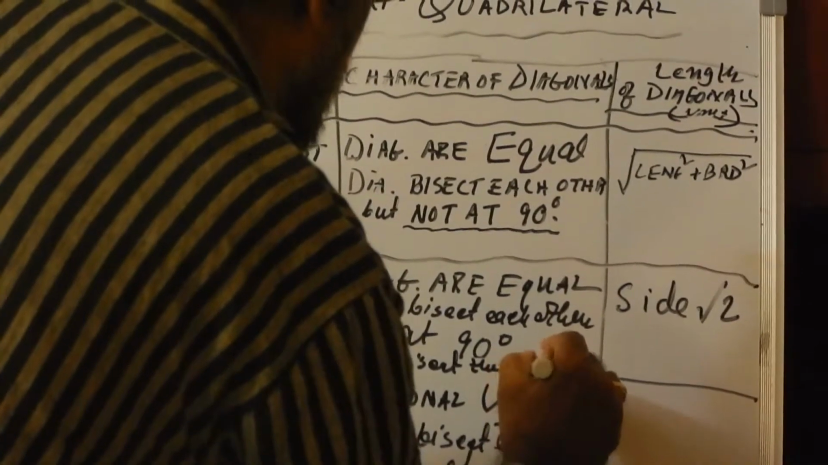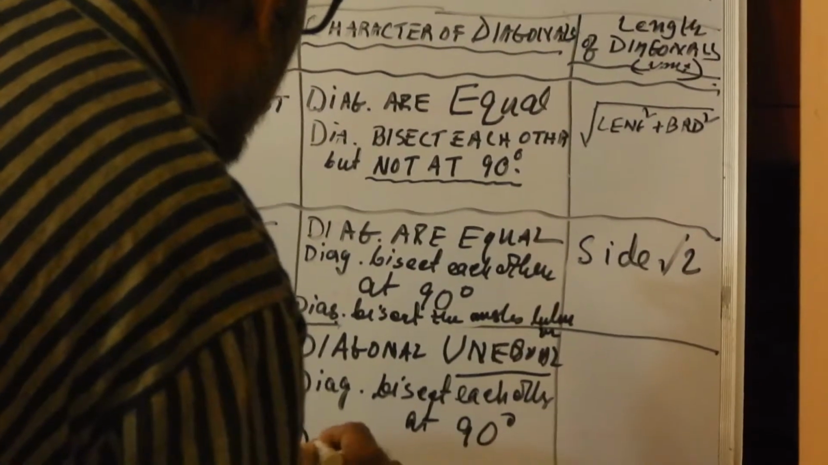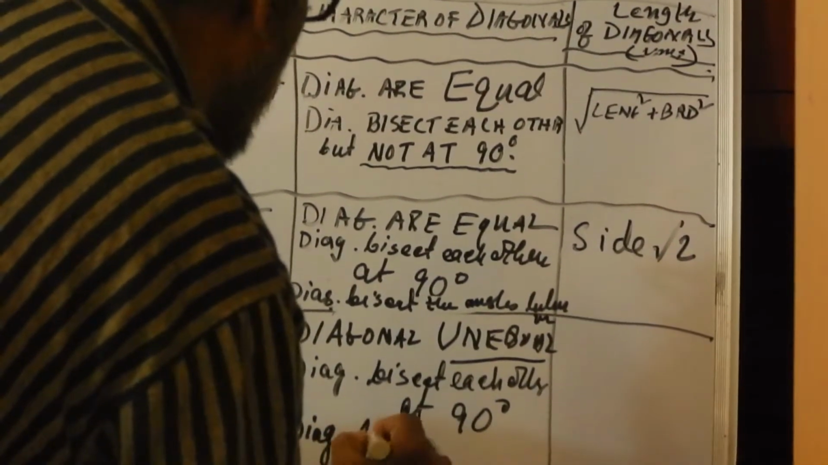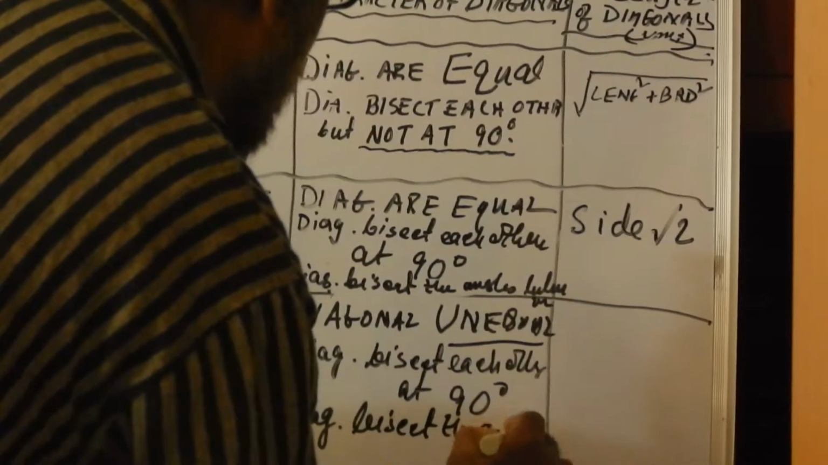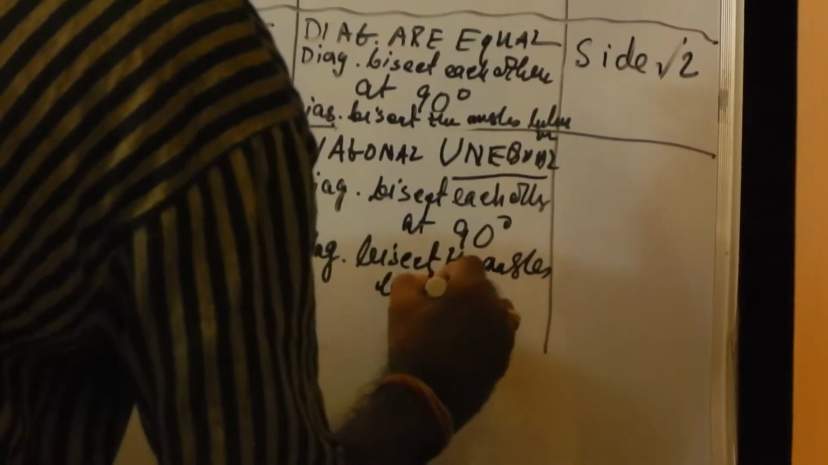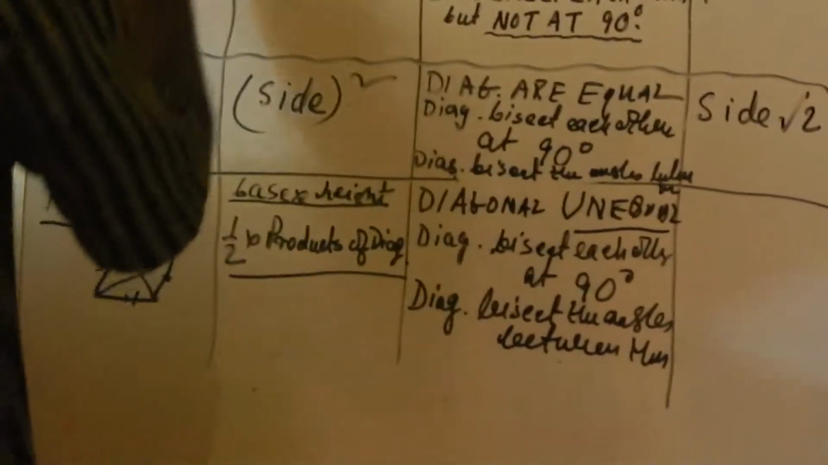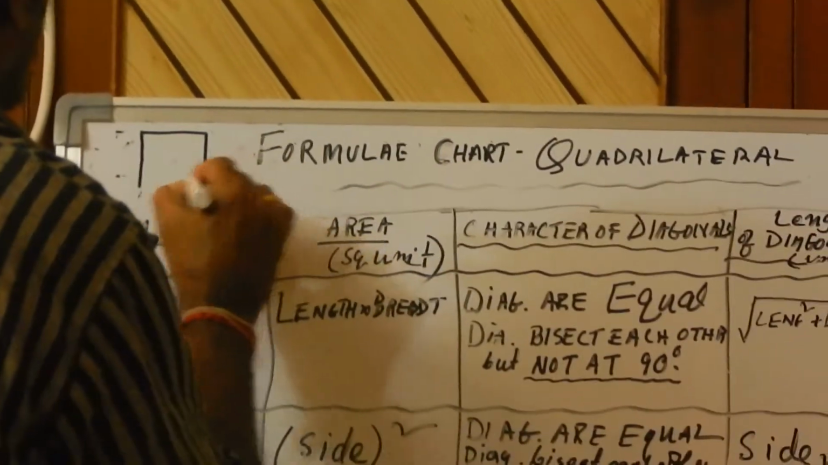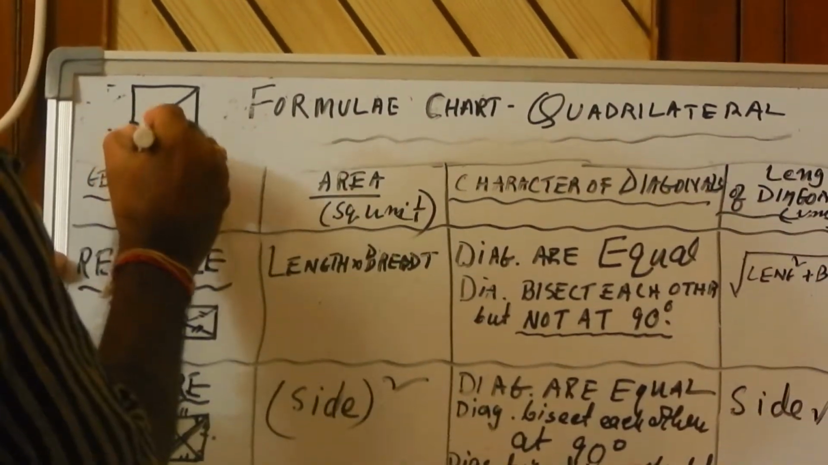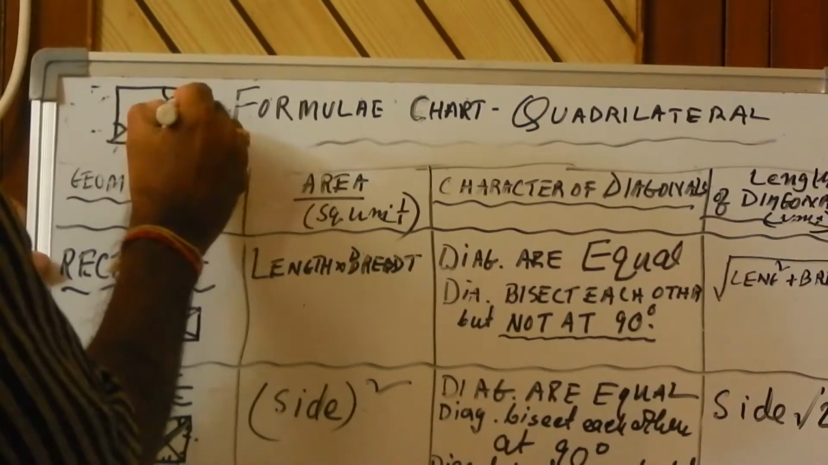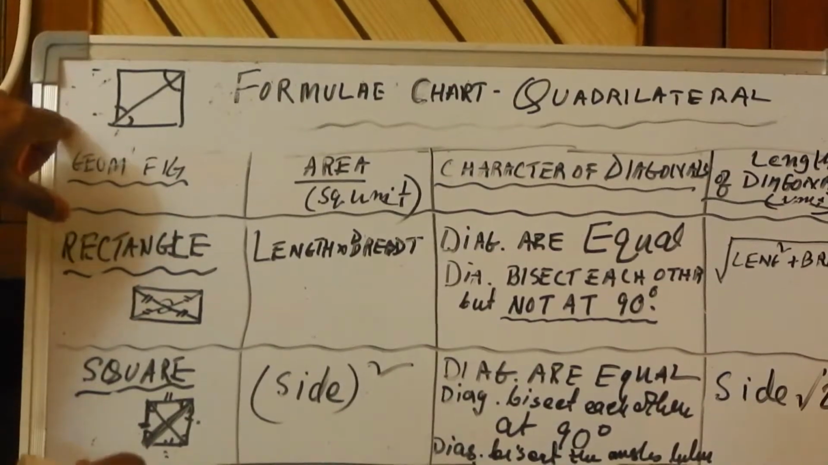angle between them. Here also diagonals bisect the angles between them. What is it? In the case of a square, take it as a diagonal. So this angle must be equal to this angle. This angle should be equal to this angle. So the diagonals bisect the angles they are entering.